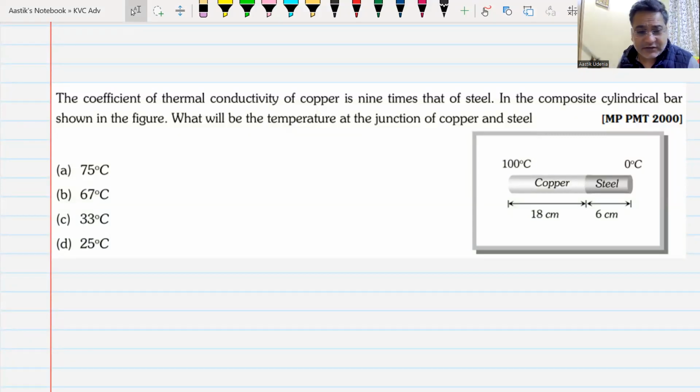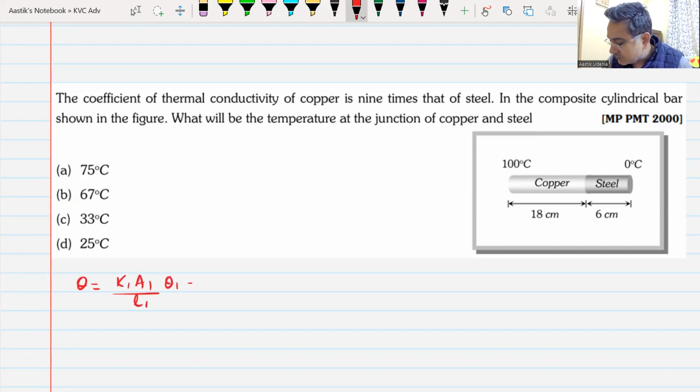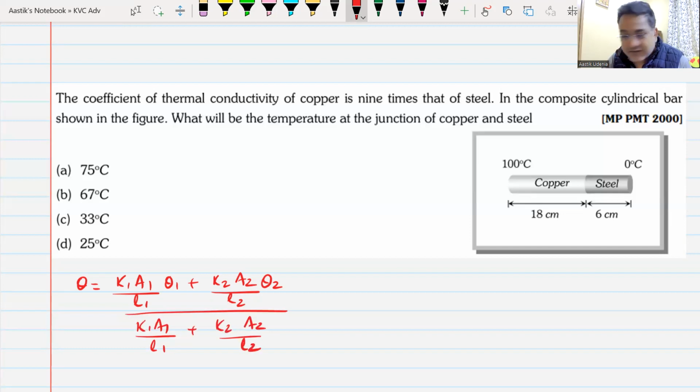Option A, 75 degrees. You can straight away put that formula that we had made. Yes or no? Temperature of the interface for two rods. What was the formula of temperature of interface? It is (K1A1/L1 × theta1 + K2A2/L2 × theta2) divided by (K1A1/L1 + K2A2/L2). You can just put the formula, get the answer, and stay happy.